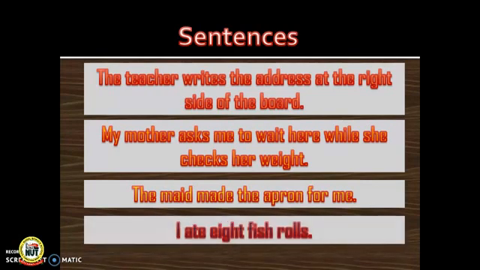Now let's look at another one. I ate eight fish rolls. Is that possible? Were you able to eat eight fish rolls? I can't eat eight fish rolls either. So I ate eight fish rolls. So the ate and the eight there. Alright then, so that is that.